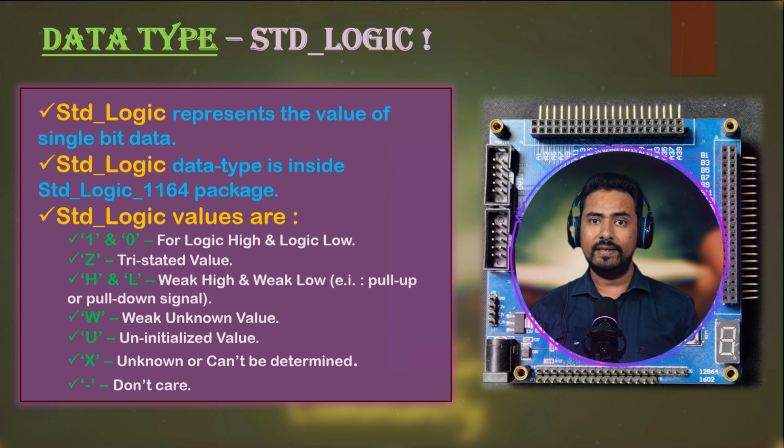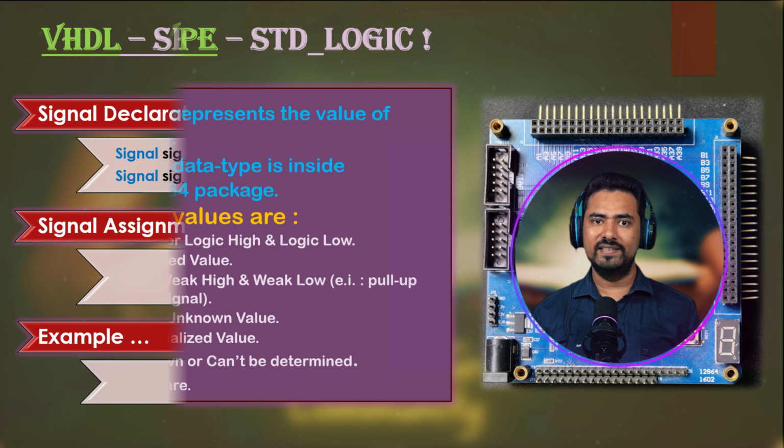If you attempt to assign a signal of one data type to another signal of a different data type, the VHDL compiler will flag an error. This strict type checking helps maintain consistency and avoid unexpected behavior in your designs.